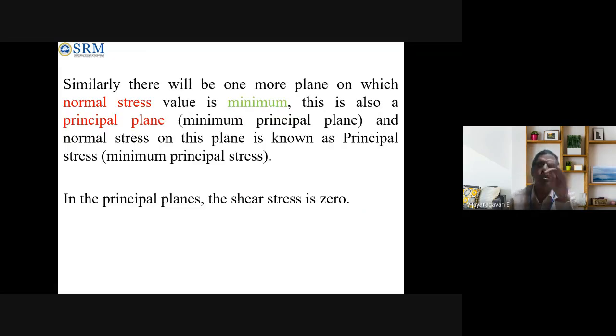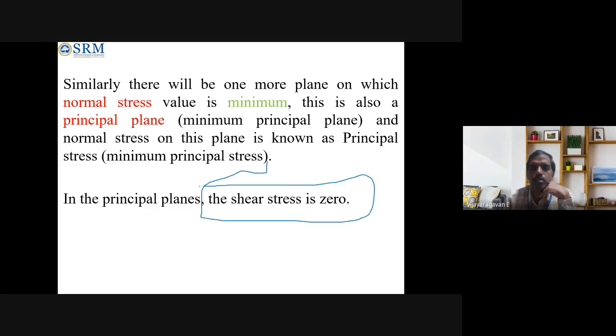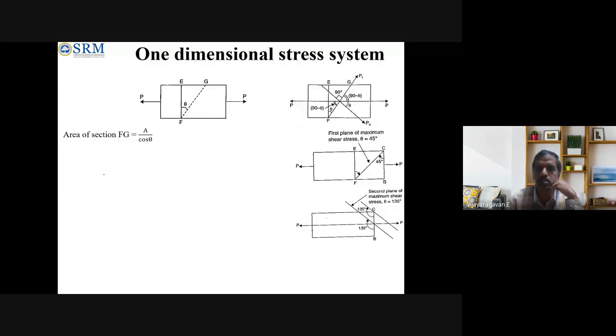Similarly, as I said, one plane will have the maximum value and another plane will have the minimum value. That minimum one is called the minimum principal stress. So we have maximum principal stress and minimum principal stress. In the principal planes, the shear stress is going to be 0. That is more important. This is an important MCQ question: what is the shear stress value in the principal planes? The shear stress in the principal plane is always 0. Let us see how it is.